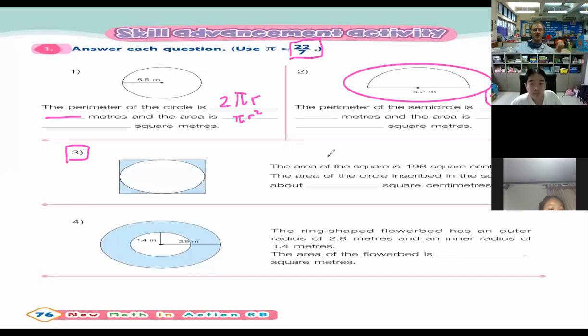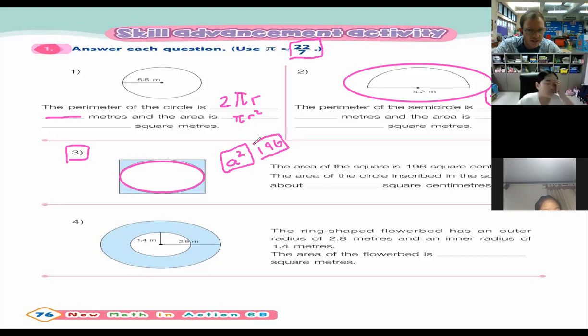Well, the question is asking us what is the area of the circle that is inside the square. So how do we calculate that? We have to calculate the area of the circle. But what do we have? We only have the area of the square. Now the area of the square, we know we calculate as a square. But now we have a number which is 196.